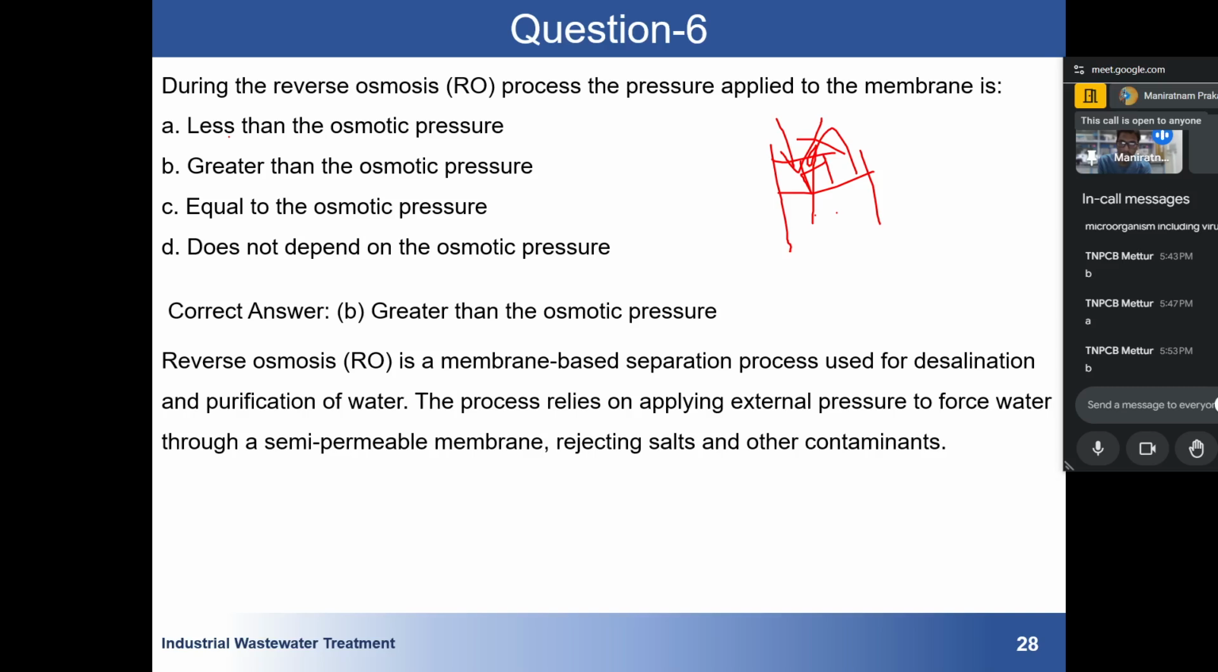So to answer this question, the pressure must be greater than the osmotic pressure. If there is osmotic pressure here, water will start moving from the cleaner water towards the contaminated water. We don't want that. So we apply a pressure greater than the osmotic pressure, so that water starts moving in the downward direction. All the contaminants get trapped here.